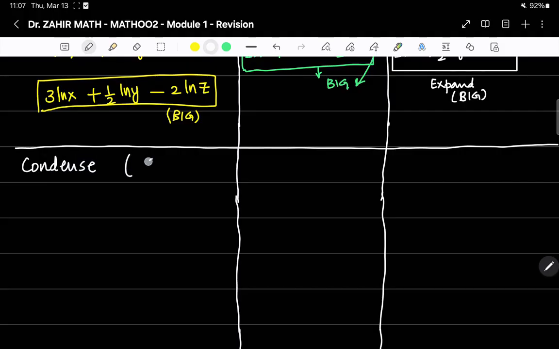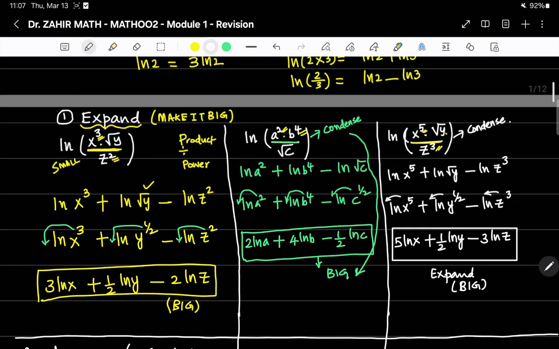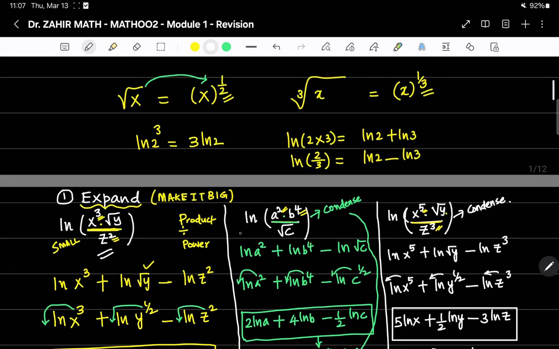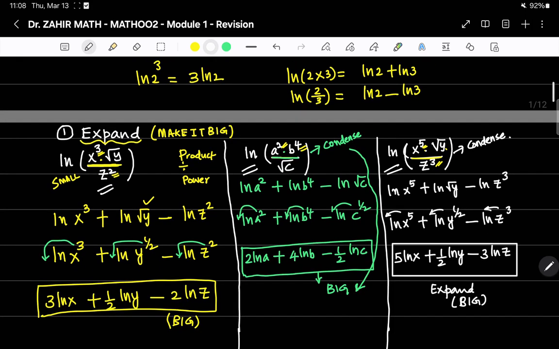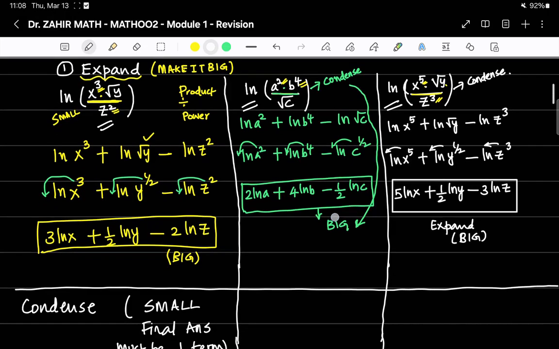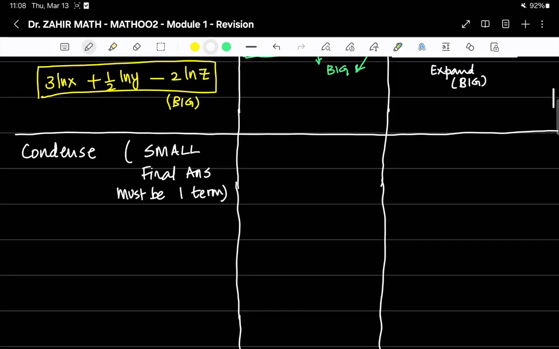Condense means what? Make it small. Small means the final answer must be only one term. One term means what? Look here, this is one term. Is it one term here? No. How many terms? 1, 2, 3. So in expand, it can be more than one, but in condense, it must be one. Usually students find condense difficult.